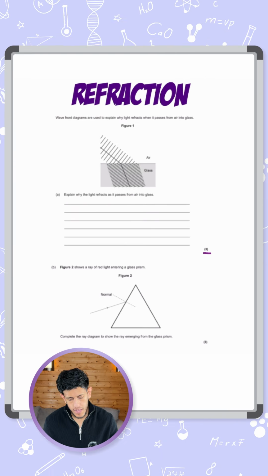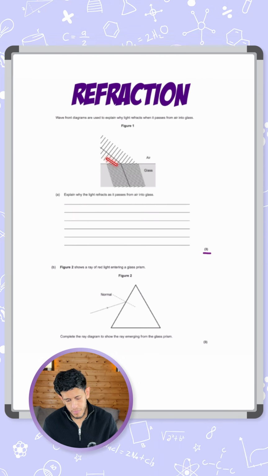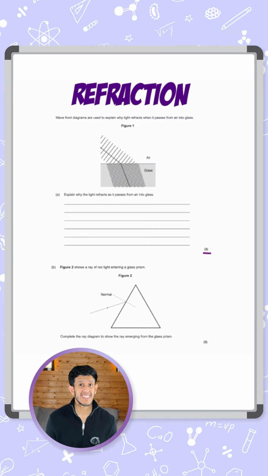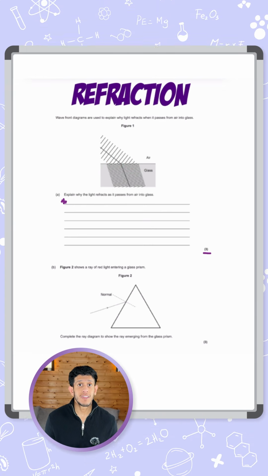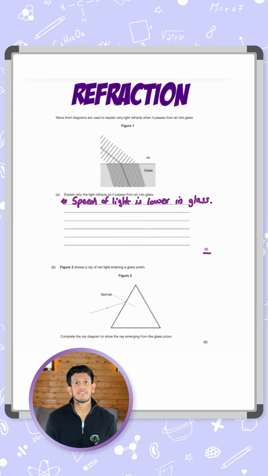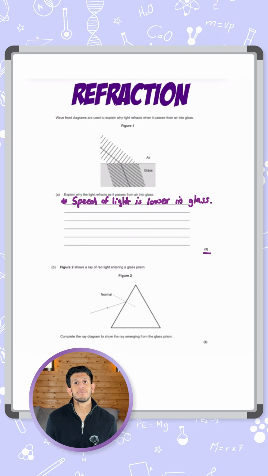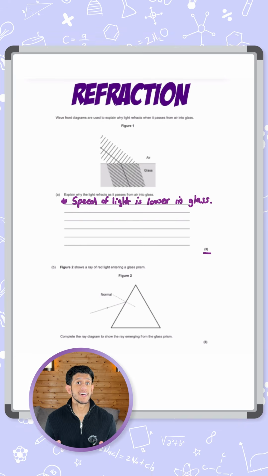So in particular, the wavefronts entering the glass, both from the left-hand side and the right-hand side, and how they differ just slightly. So for the first mark, we're going to say that we establish the difference in speed as it goes from air to glass. Glass is more dense than air, so therefore the speed of the light is going to slow down. So that's our first mark here.